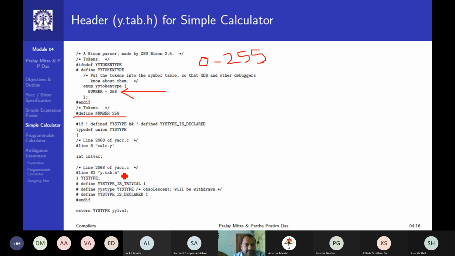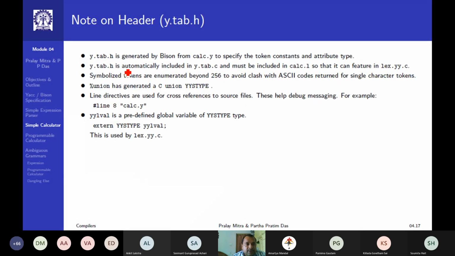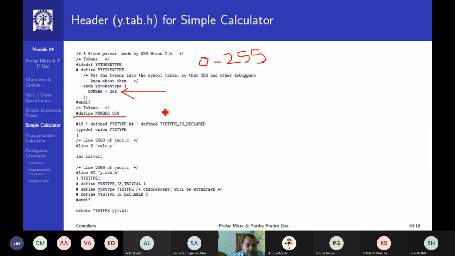And the rest of the things are just define statements, and they are generated by the Bison program, the Bison utility. Now y.tab.h is generated by Bison from cal.y to specify the token constant and attribute type that I mentioned in the previous slide. I'm going there. So here and here.